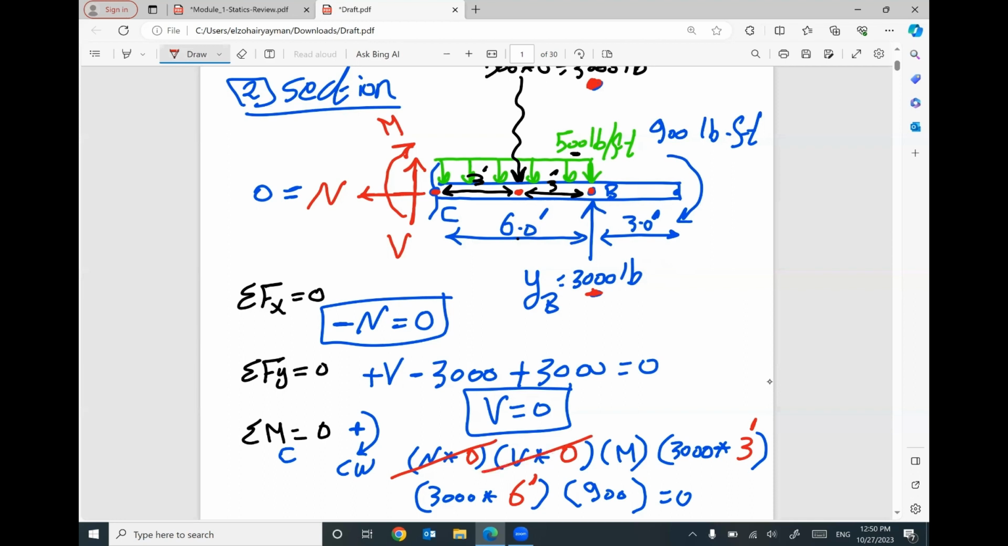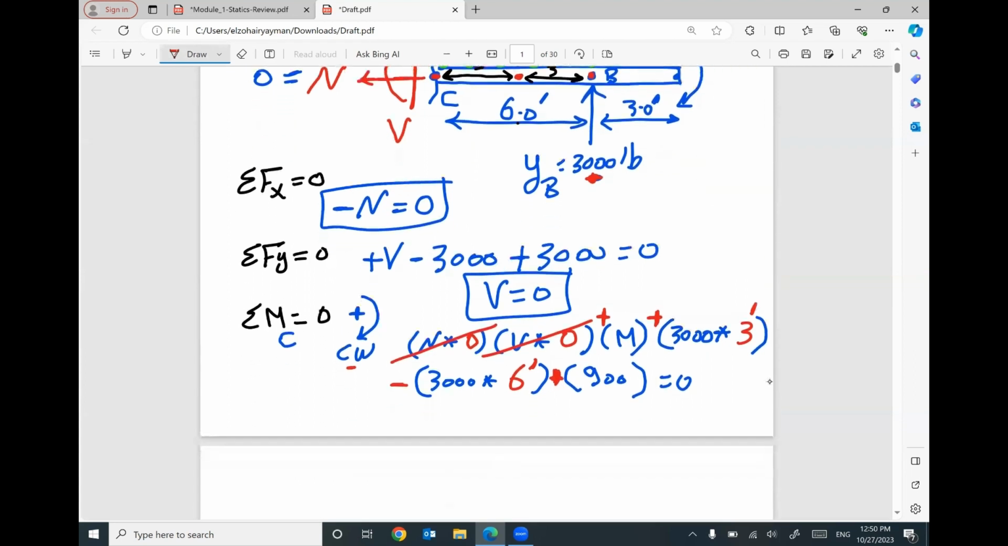This moment, based on your assumption, will be positive. The first 3,000 times 3 will rotate clockwise, positive. The 3,000 times 6 will be negative. The given 900 is positive, clockwise. The only unknown in this equation is your capital M. Your moment will be 8,100 pound-foot. Let me check it with calculator.